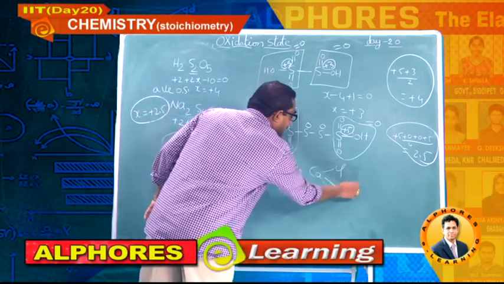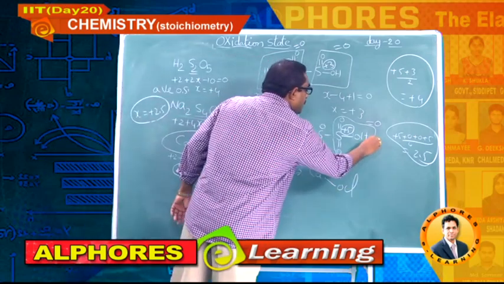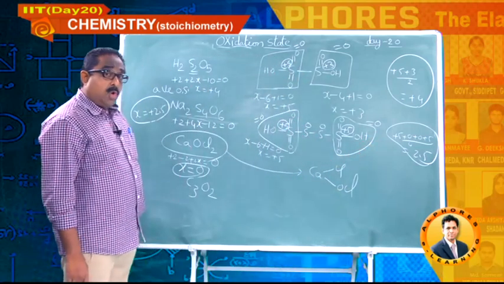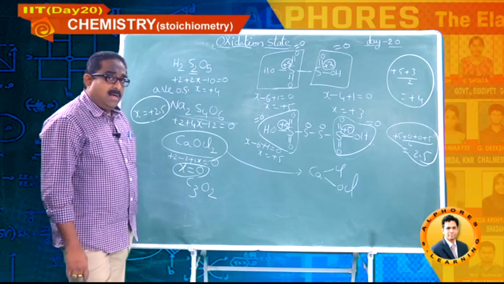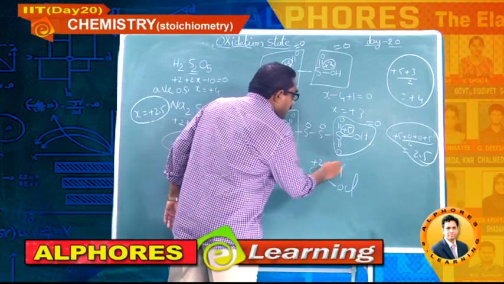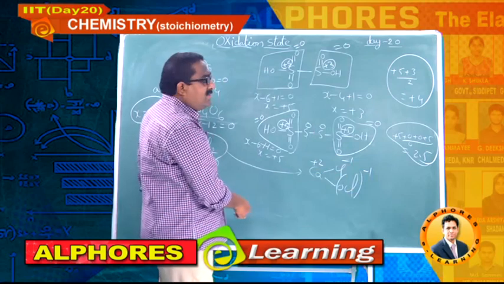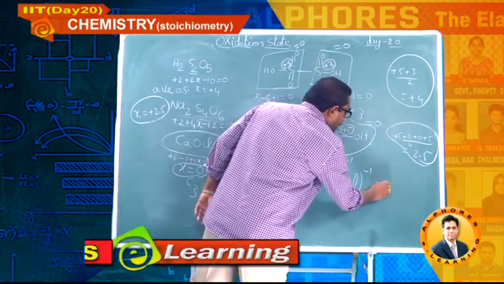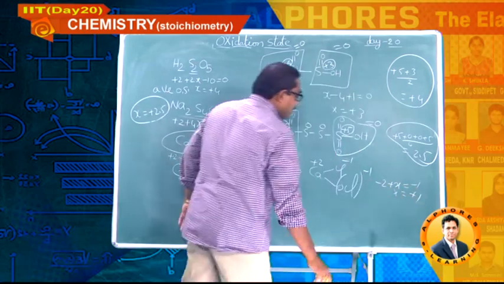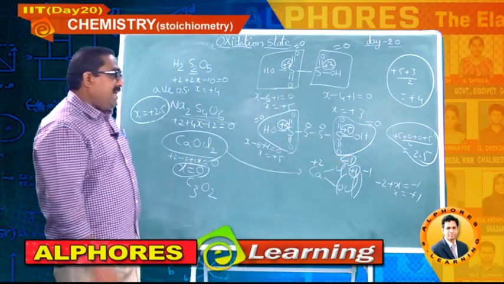CaCl(OCl). This is the structural aspect of calcium chlorohypochlorite, called by the common name bleaching powder. This is calcium plus 2, this chlorine minus 1. This entire OCl should be equal to minus 1. So for this chlorine you can calculate: minus 2 plus x equals minus 1, x equals plus 1. So for this chlorine it is plus 1 and for this chlorine it is minus 1.